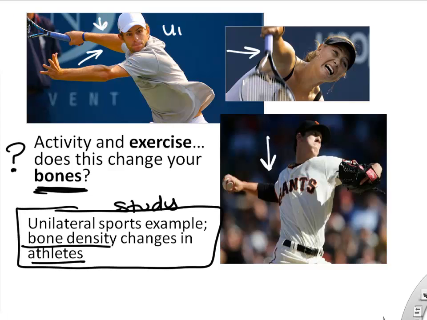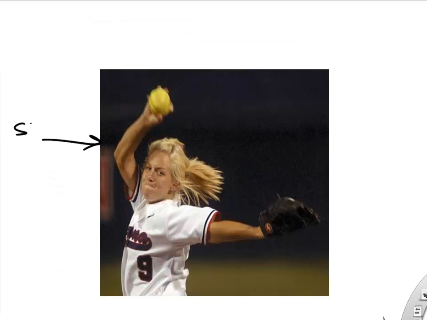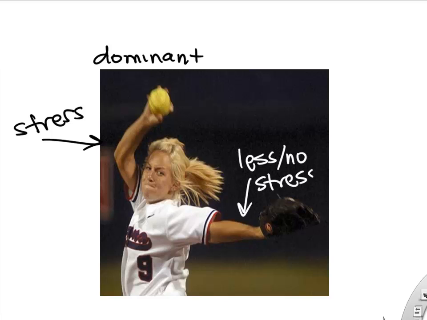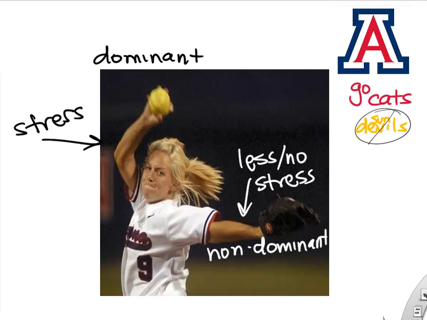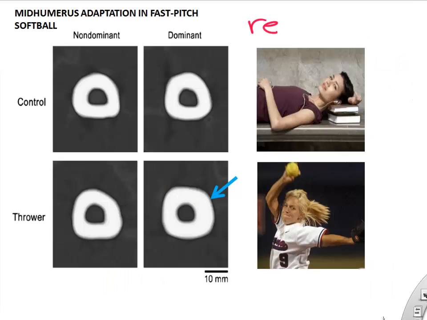So unilateral athletes use one arm versus the other. And so we can actually see, does the bone in that exercised arm, when it's stressed, does it actually change, and does the bone adjust? So remember, the dominant arm is the one stressed by throwing or pitching or tennis, and then the non-dominant arm is not stressed as much.